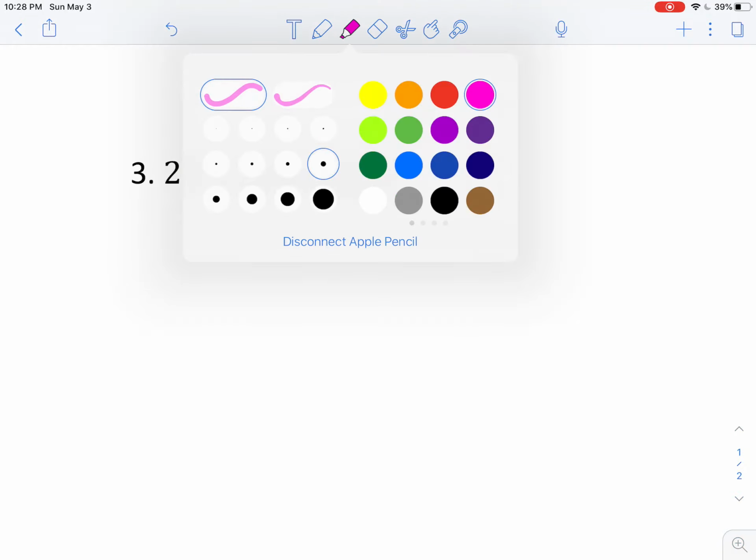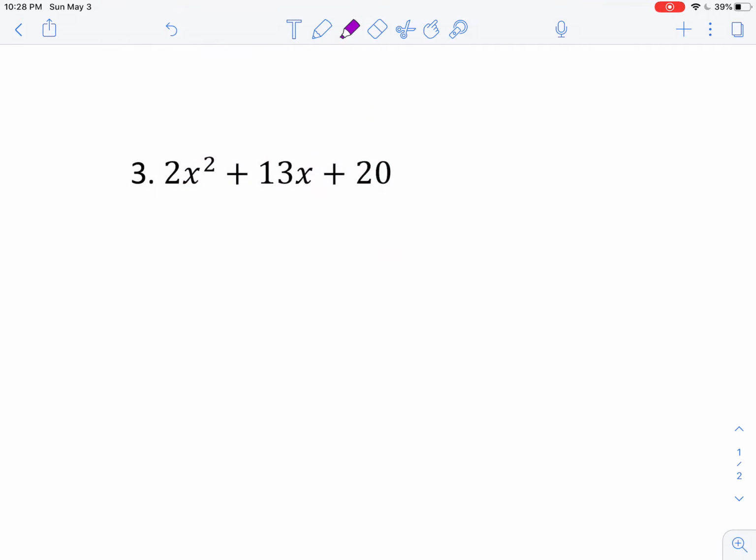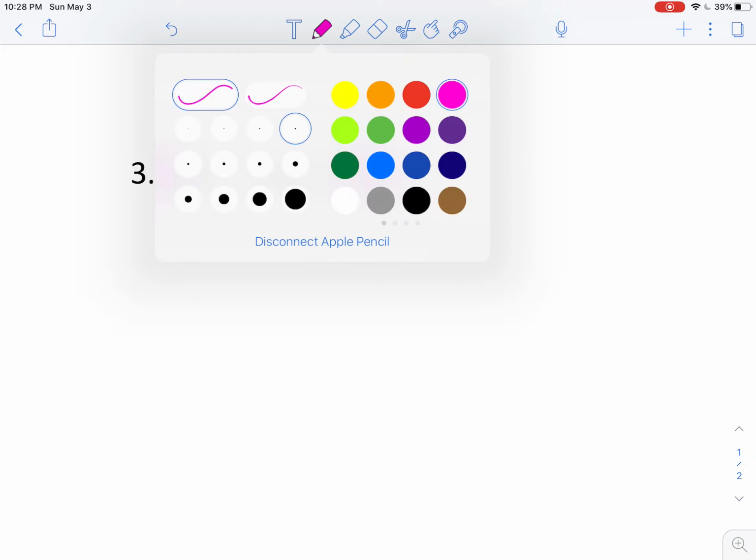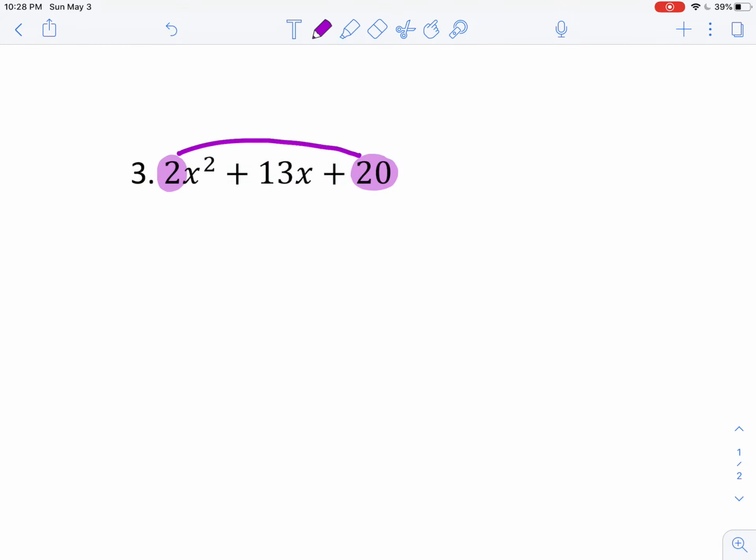Okay, question number 3. Again, we have our trinomial. It's in descending order. The leading coefficient is not a 1, so I start by multiplying first term times last. When I multiply A times C, 2 times 20 is 40. I can list the factors of 40. So 1 times 40, 2 times 20, 4 times 10, 5 times 8.